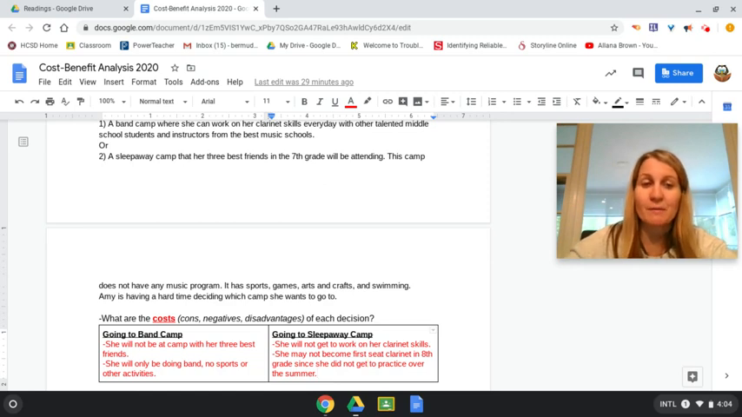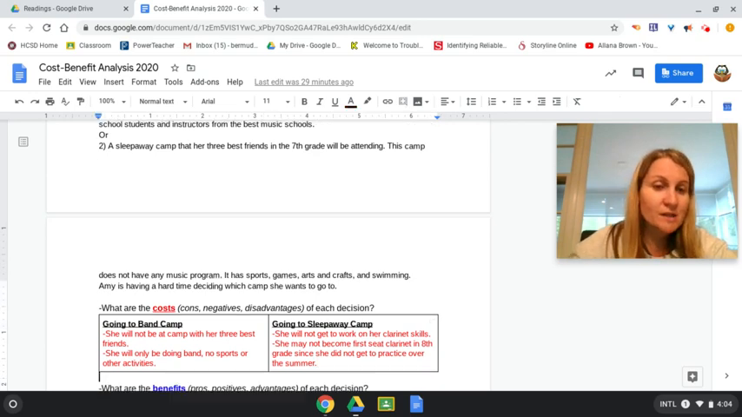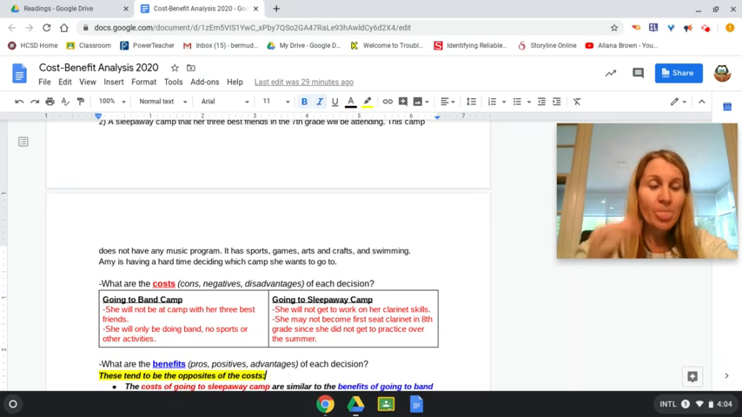First, we're going to think about what are the costs, the con, negatives, or disadvantages of this decision. As you can see, the chart's already been filled out here. The costs of going to band camp are she will not be at a camp with her 3 best friends. She will only be doing band, no other sports or activities. The cost of going to sleepaway camp is she will not get to work on her clarinet skills. She may not become the first seat clarinet in 8th grade since she did not get to practice over the summer.